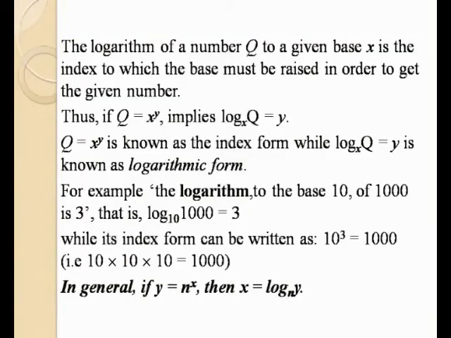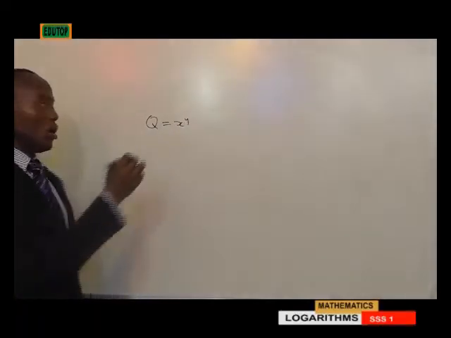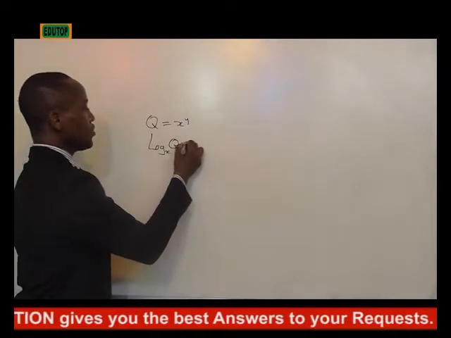Our next topic is logarithm, as you can see on the board. The logarithm of the number q to a given base x is the index to which the base must be raised in order to get the given number. Thus, if q is equal to x raised to power y, this implies that log q base x is equal to y. That is, when we have something like q is equal to x raised to power y, that will be log q base x is equal to y.